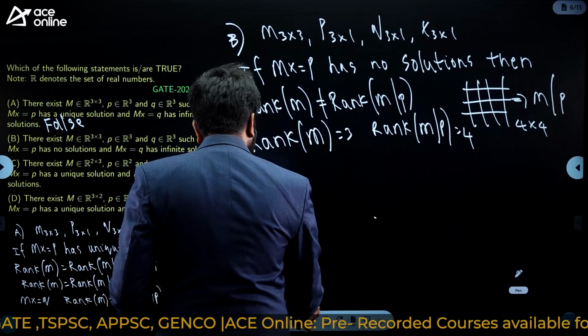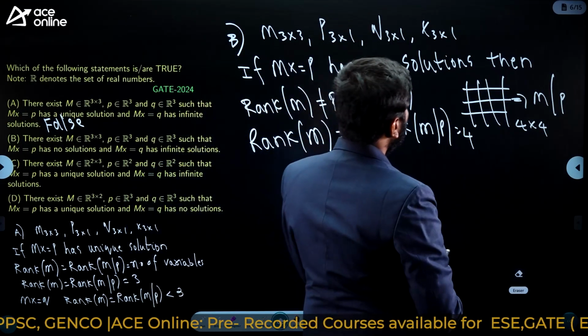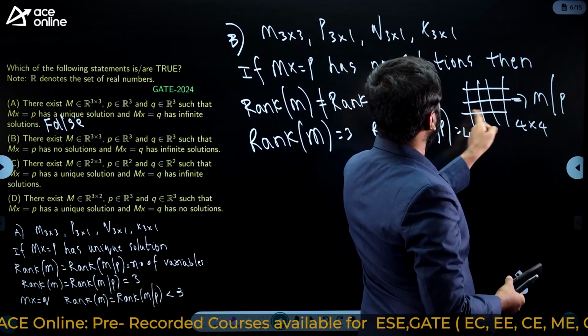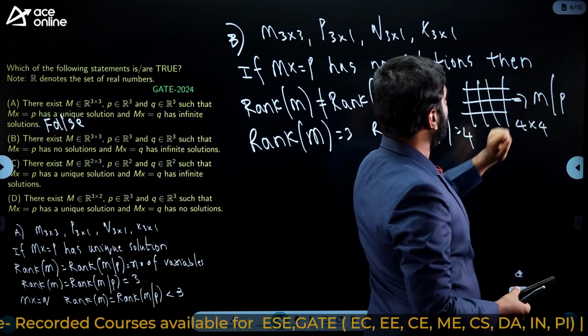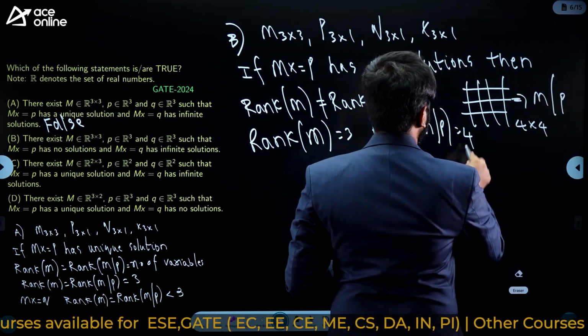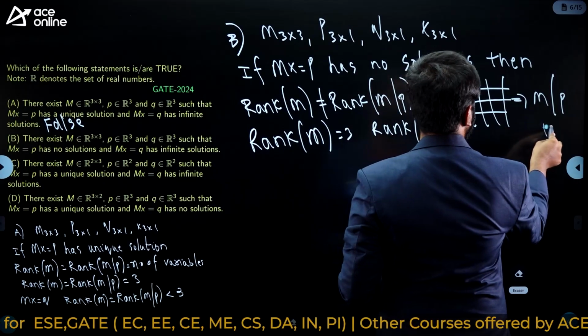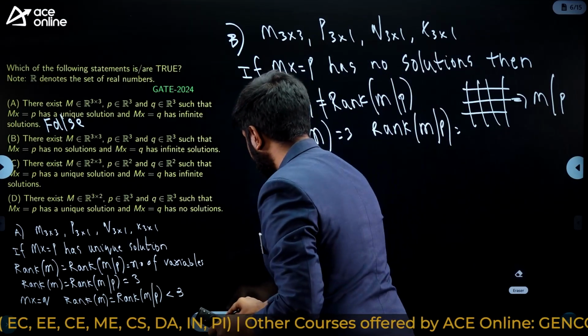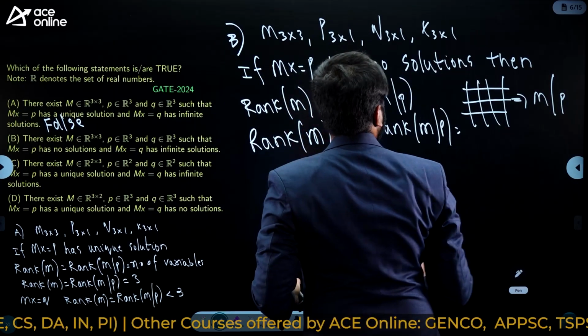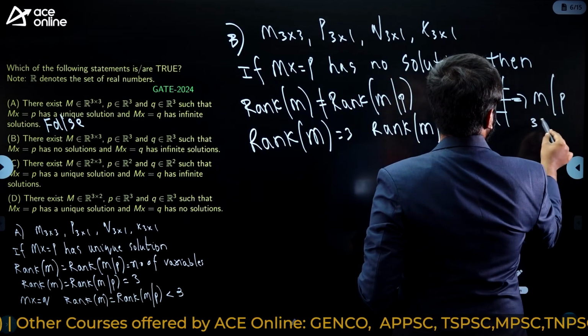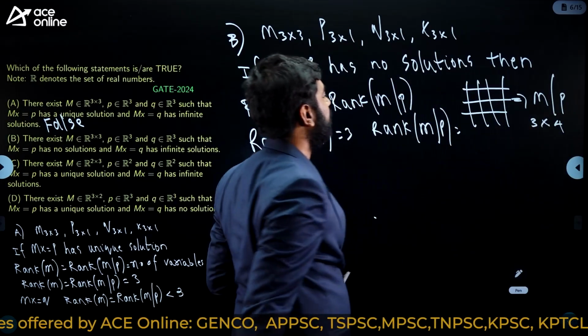So I did something which is a blunder. What is M? It's a 3 cross 3 matrix, and then we also clubbed P. So it is a 3 cross 4 matrix, students. So you have to be a little careful. MP order is 3 cross 4. Okay, you have to be a little careful.